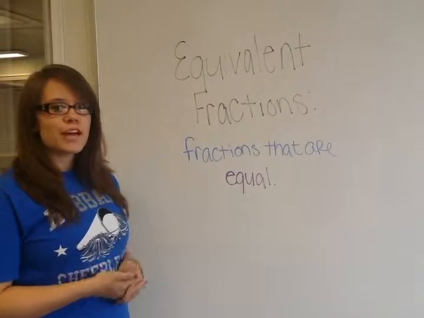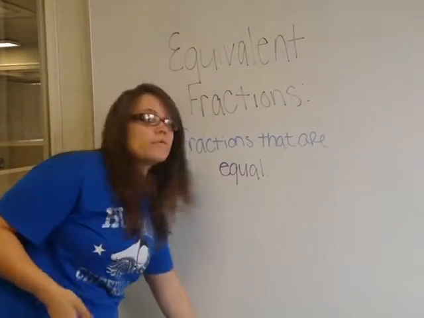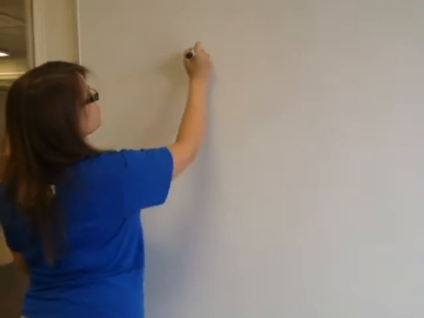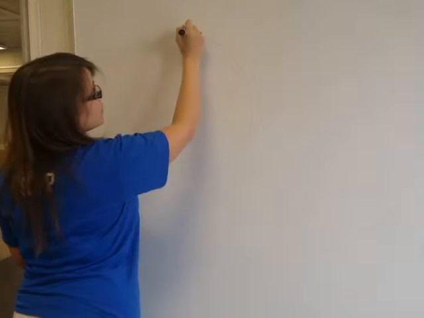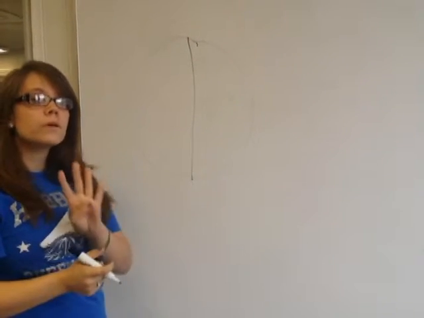Learning about equivalent fractions. Equivalent fractions are fractions that are equal. So, for example, say we had 2 pumpkin pies. The first pie is going to be cut right down the middle. The second pie, however, is cut into 4 equal parts.